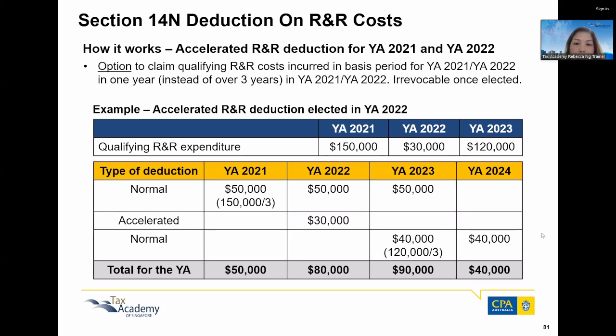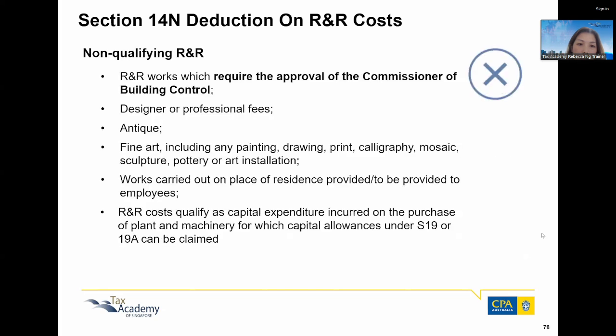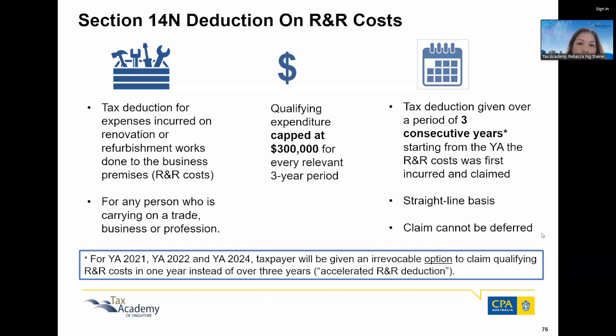Okay, so the company has 300,000 in year of assessment 2023, but because of the cap of 300,000 over a 3 years period, this is only 120,000. So that is the expenditure part, the 300K for the 3-year period. So that one is this part, this dollar part. Okay. So qualifying expenditure can be 300,000 for every 3 years.